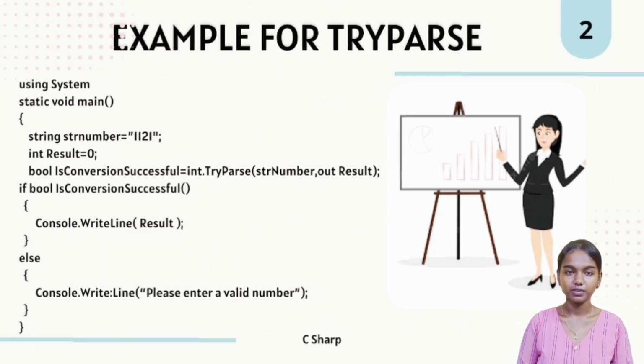if its conversion is successful, it returns true, and it will print the result in the output string. If it returns false, then our else part will be displayed. That is, please enter a valid number, and the user will be allowed to enter the number.